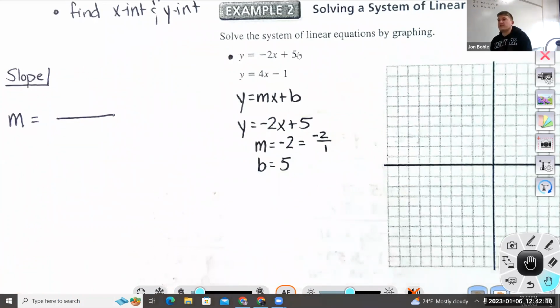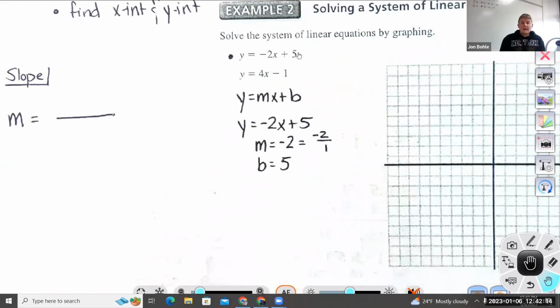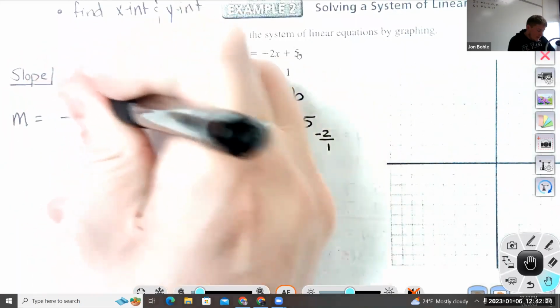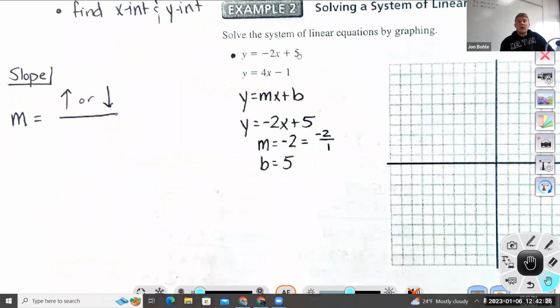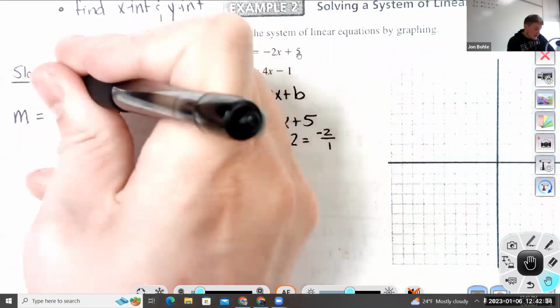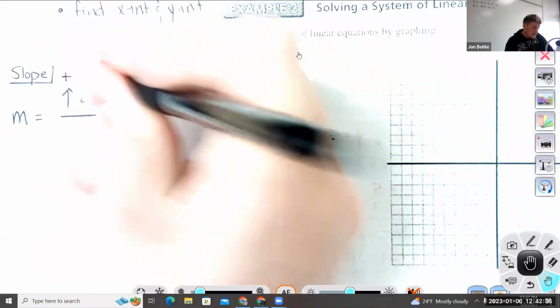Trying to cram as much from the first semester as I can in between here. Okay, when I have a slope, the top number is going to tell you one of 2 different directions: up or down. How do I tell if it's up or if it's down? Positive or negative? Which one's positive? Positive is up, and then therefore negative is down.